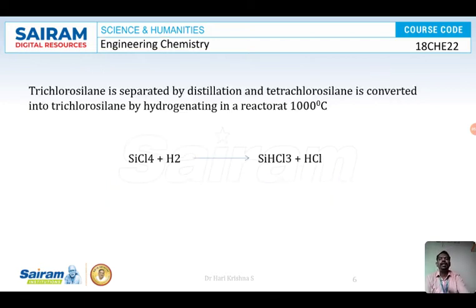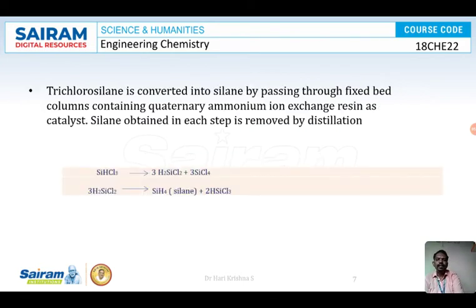Hydrogenate, that is, we are going to supply hydrogen and heat it once again to 1000 degrees Celsius and convert this entire tetrachlorosilane to trichlorosilane. So our main purpose is we are supposed to get silicon, right? So next, the trichlorosilane obtained will be passed into a column containing ion exchange resin, where chlorine will be exchanged to hydrogen atoms. So the trichlorosilane will be converted to dichlorosilane, and dichlorosilane finally becomes silane here.